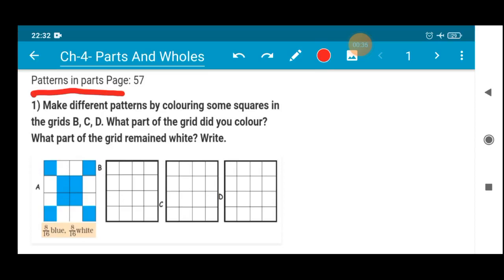part A, that is figure number A. You can see this is figure number A. So it is drawn in such a pattern that 8 by 16 is the blue one and the remaining one, the white one, is 8 by 16, right? So in this manner, similarly, you have to draw some pattern here which you like, and now after that you have to write what part you have colored and what part remains white.